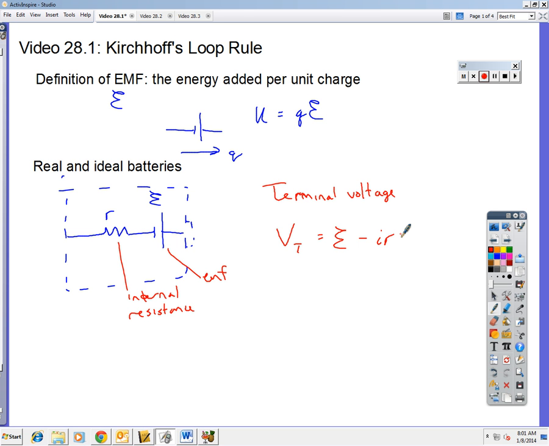Internal resistance for batteries is typically very low, just a few ohms for alkaline batteries, milliohm range for things like car batteries.